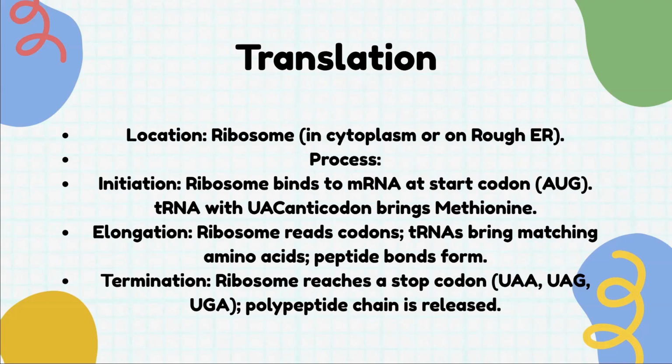Translation happens in the ribosome, in the cytoplasm or on the rough endoplasmic reticulum. The process goes as follows. First is initiation: the ribosome binds to mRNA at the start codon, AUG, and tRNA with the UAC anticodon brings methionine. Elongation: the ribosome reads codons, tRNAs bring matching amino acids, and peptide bonds form. And termination: the ribosome reaches a stop codon. There are three of them, UAA, UAG, and UGA, and the polypeptide chain is released.